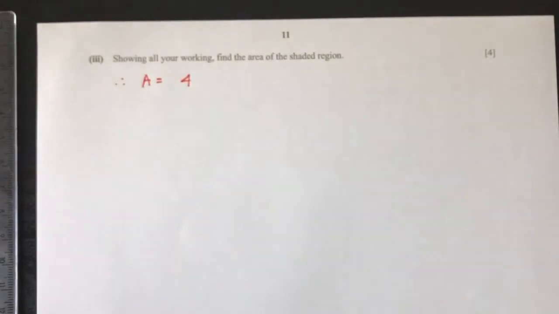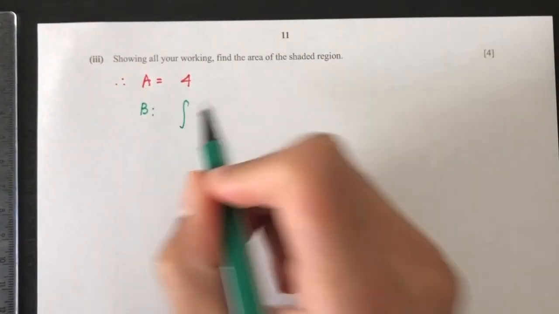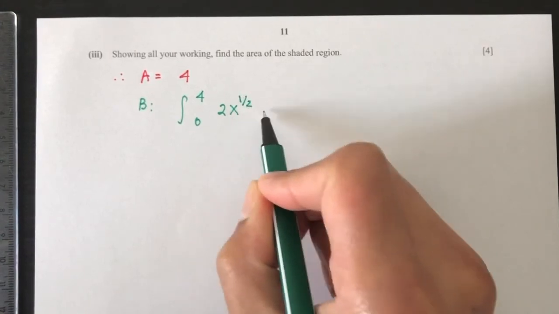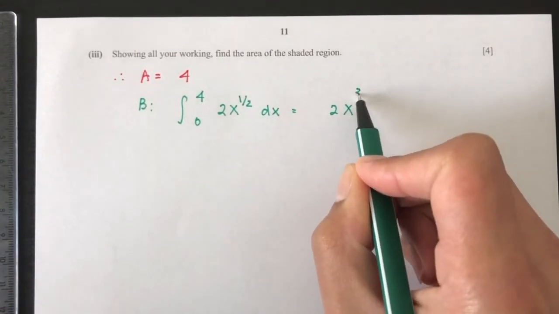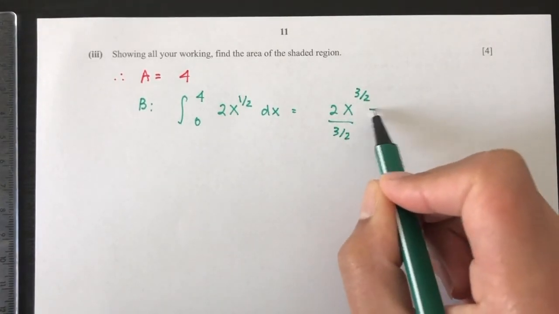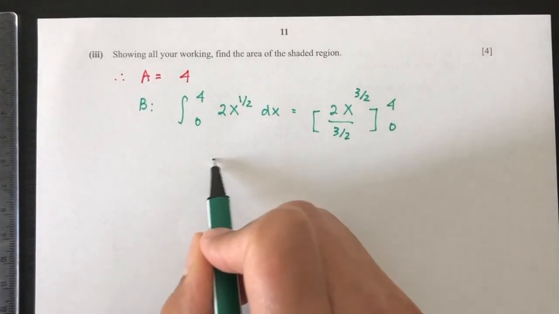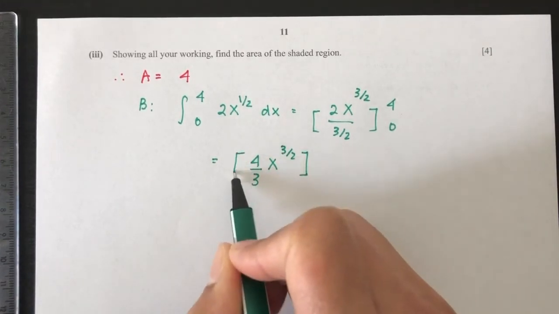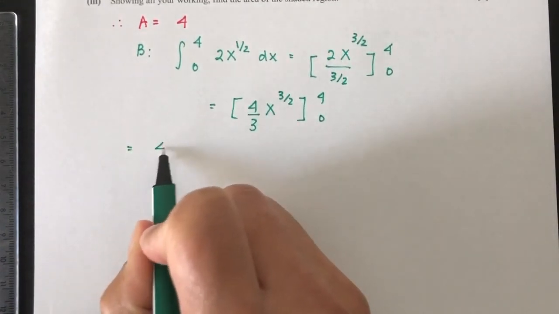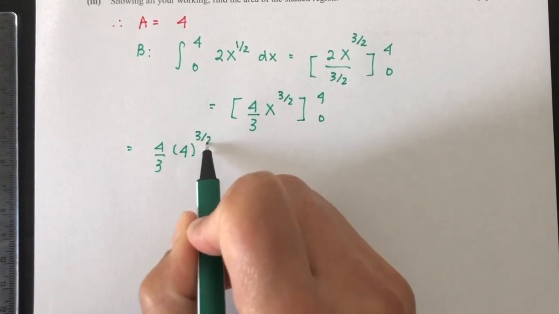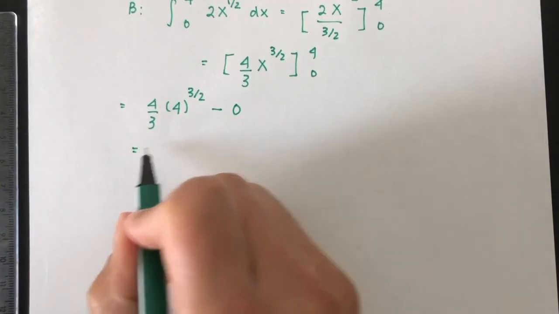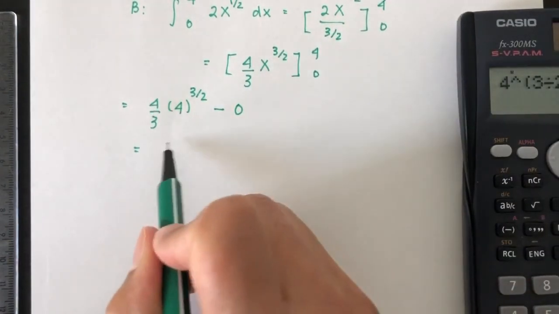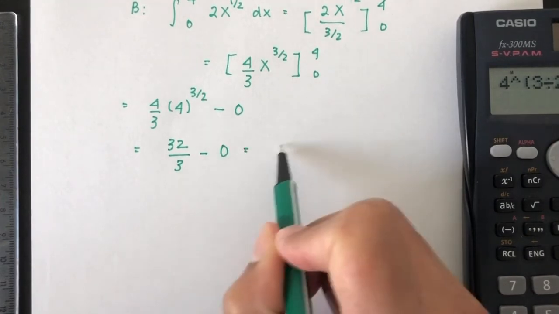Now we have to find the area of A. A has to be found by integration because it is the area under the curve between 0 and 4. That will be the integral of 2x power half dx. That will be 2x power 3 over 2 divided by 3 over 2, between the limits of 4 and 0. Now simplify, you will have 4 over 3 x power 3 over 2 between the limits of 4 and 0. First one is 4 over 3 times 4 power 3 over 2, and this will be minus 0. Now let's solve this. 4 power 3 over 2 should be 8. So we have 8 times 4 is 32 over 3 minus 0. That will be 32 over 3.